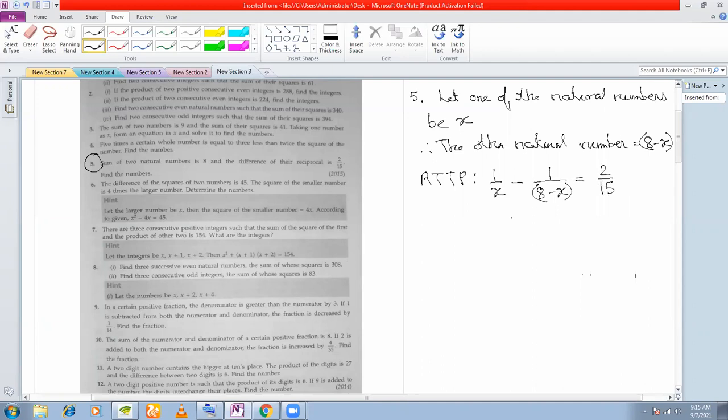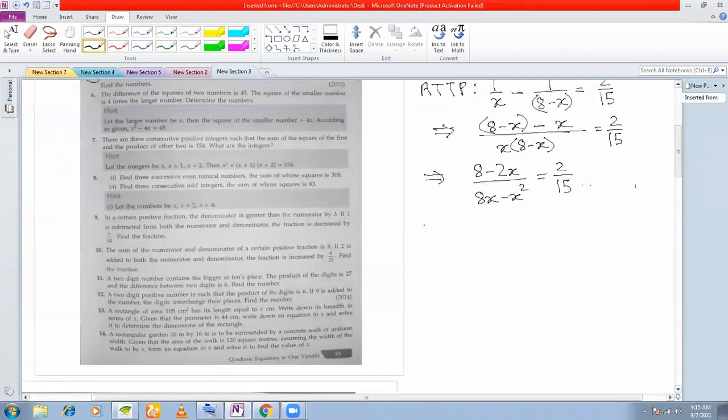Now difference can also mean 1 by 8 minus x minus 1 by x. You can take it any way you want. You can either take 1 by x minus 1 by 8 minus x is equal to 2 by 15, or 1 by 8 minus x minus 1 by x is equal to 2 by 15. It will be the same. So now you can take your LCM. Now in the numerator, you're getting 8 minus 2x, and in the denominator, you get 8x minus x squared.